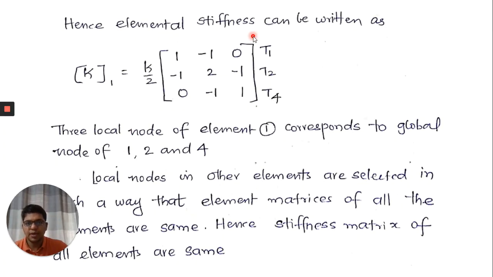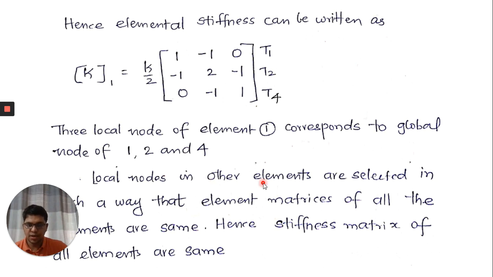So now I am able to write the elementary stiffness matrix for element number 1. That will be equal to k by 2 into [1, minus 1, 0; minus 1, 2, minus 1; 0, minus 1, 1]. This row represents global node 1. This row represents global node 2, and this row represents local node 3 and global node 4. So local node 3 of element 1 represents global node 4. That's why it becomes T4. That is the same thing which we had done here.